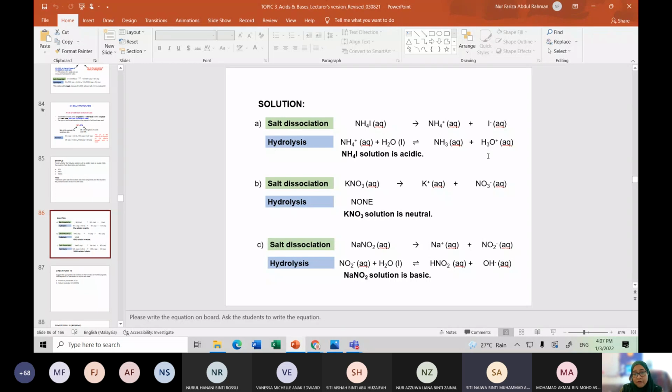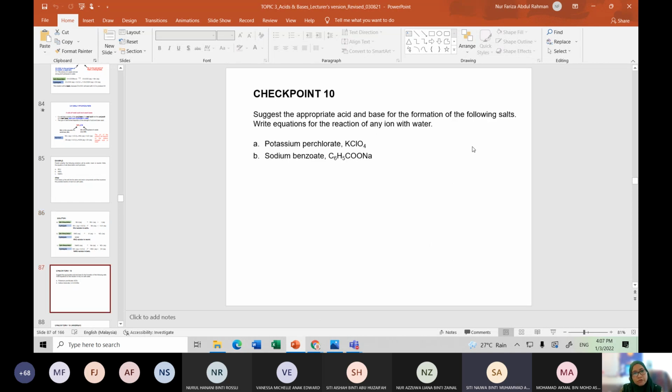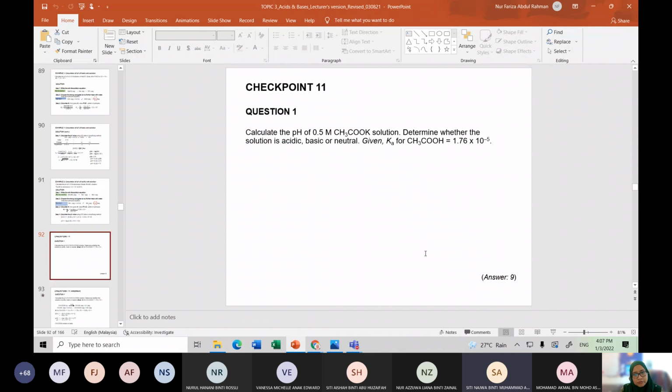So when it involves calculation, later on you have to calculate the pH. That means you will need the Ka because you produce H3O+. That means you will need the Ka of NH4+. If you are given the Kb, you need to convert the Kb given into Ka, then only can you use it to find the H3O+ and finally find the pH. Alright, we have two checkpoints for this one.